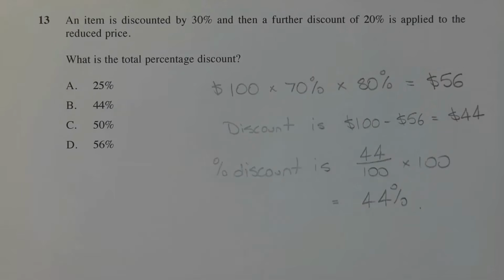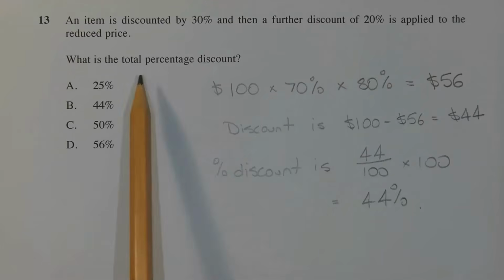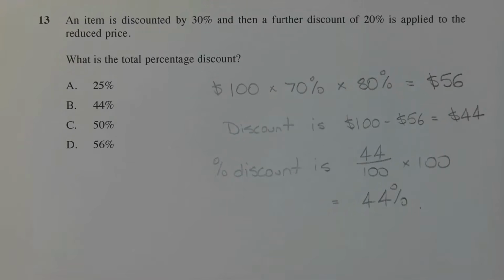Now, since we don't know what the original selling price of the item was, and the question is asking for a percentage discount, we can use whatever value we want for the original selling price in order to work out the percentage discount, since it doesn't matter what the original selling price was. And a good number to work with is 100.